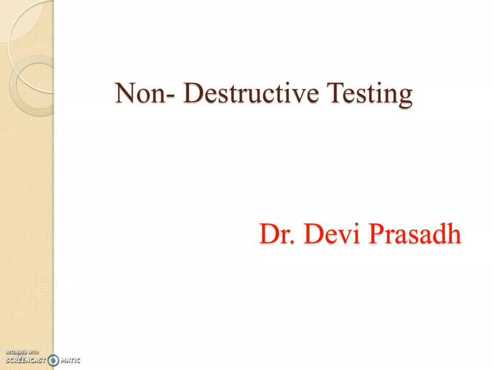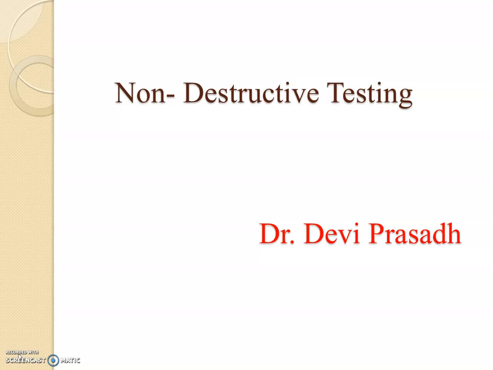There are two types of testing. First one is destructive testing and next one is non-destructive testing. In destructive testing, we can test the material, but we cannot use the sample after that. But in the case of non-destructive testing, after verification, we can use the sample. Let us see the difference between destructive and non-destructive testing.